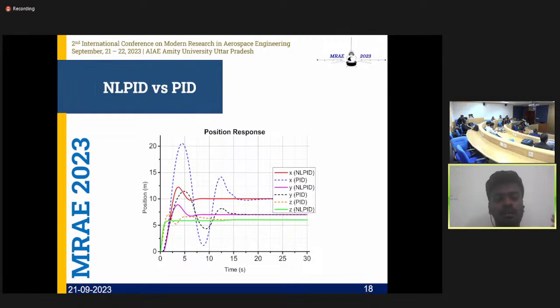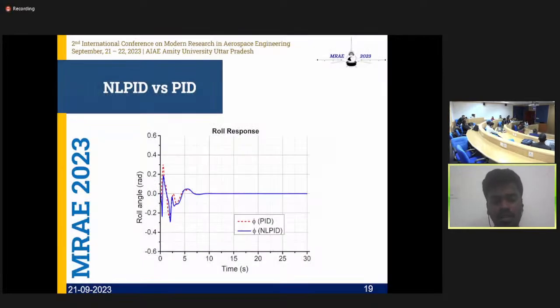So after making our controller, which is an NLPID controller for controlling the position of the quadcopter, and a PID for controlling the attitude and slung load of the quadcopter, which is a hybrid controller, we compared this hybrid controller with a complete PID setup controller, and the response is shown here. For the same set of inputs, we can see that the PID controller shows a greater overshoot, a larger settling time, whereas the NLPID controller is shown to operate more effectively compared to the PID controller.